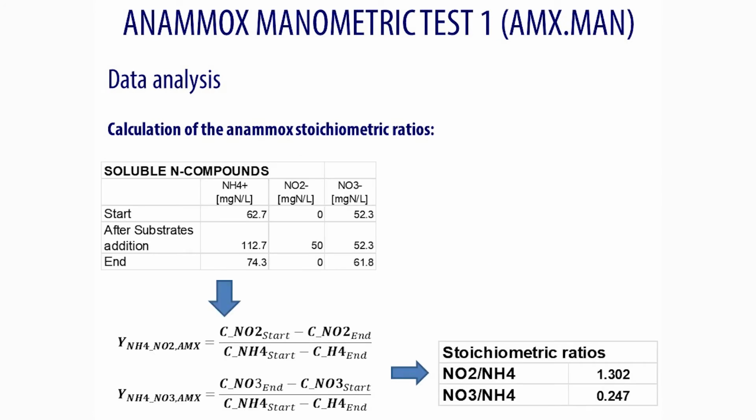The stoichiometric ratios of the Anammox conversions can be estimated by computing the differences between the concentrations of ammonium, nitrite, and nitrate at the start of the test, just after the addition of the substrate solutions, and at the end of the test. Using these expressions, both the nitrite consumed per ammonium removed and the nitrate generated per ammonium oxidized can be estimated.